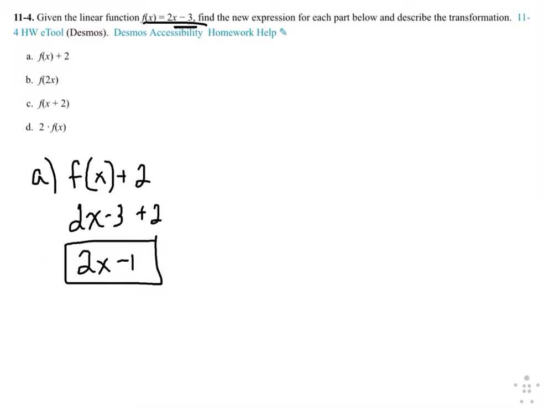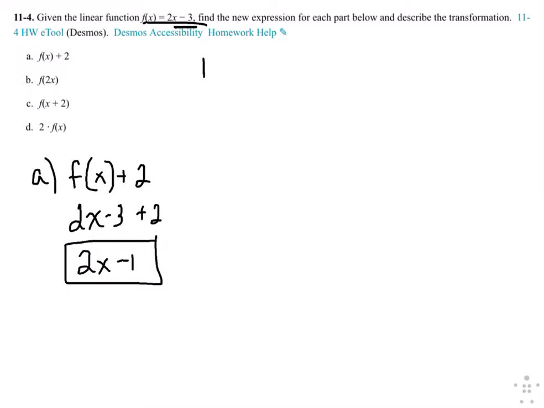I'm less concerned about the description of the transformation. However, we could say that it shifted up 2 units, because the y-intercept changed from -3 to -1.